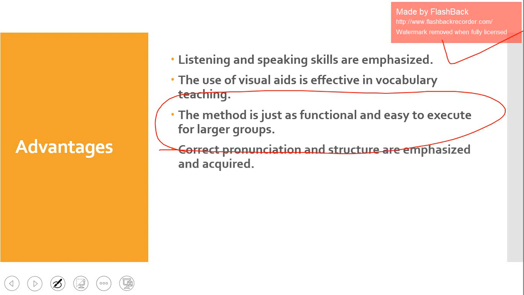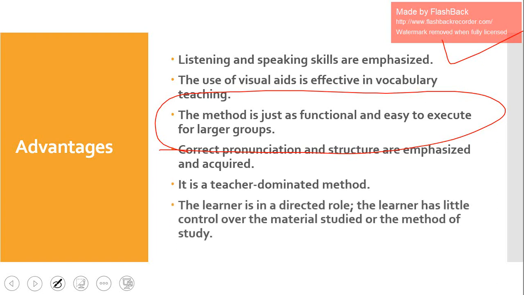Correct pronunciation and structure are emphasized. For example, if you want to get correct pronunciation and structure, then this methodology is good for you. It is a teacher-dominated method, right? And the learner is in a directed role. The learner has little control over the material studied or the method of study. So it is not the headache of the learner to think too much. The headache is shifted to the teacher.